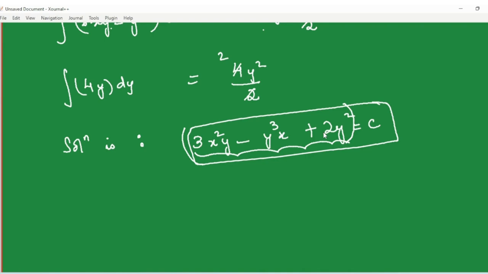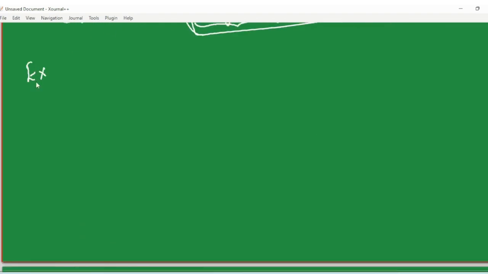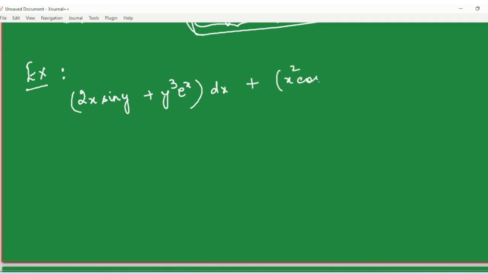So let's do one more problem of this type and then understand this technique better. Let's look at another differential equation now. This is the next example. Suppose you are expected to solve 2x sine y plus y cube e to power x dx plus x square cos y plus 3y square e to power x dy equal to 0.